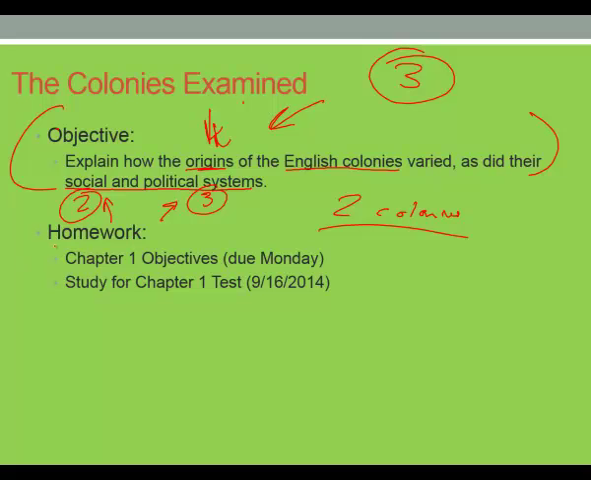Homework for tonight, Chapter 1 objectives. Those are going to be due Monday. I'm not going to collect those, but we'll review all of those in class, so it's just best practice to have them done and make slight modifications if you have to, compared to rewriting everything. Study for the Chapter 1 test, multiple choice, objectives in the document. You'll get the document tomorrow. We'll walk through it. It'll be the exact same document that will be on the test.